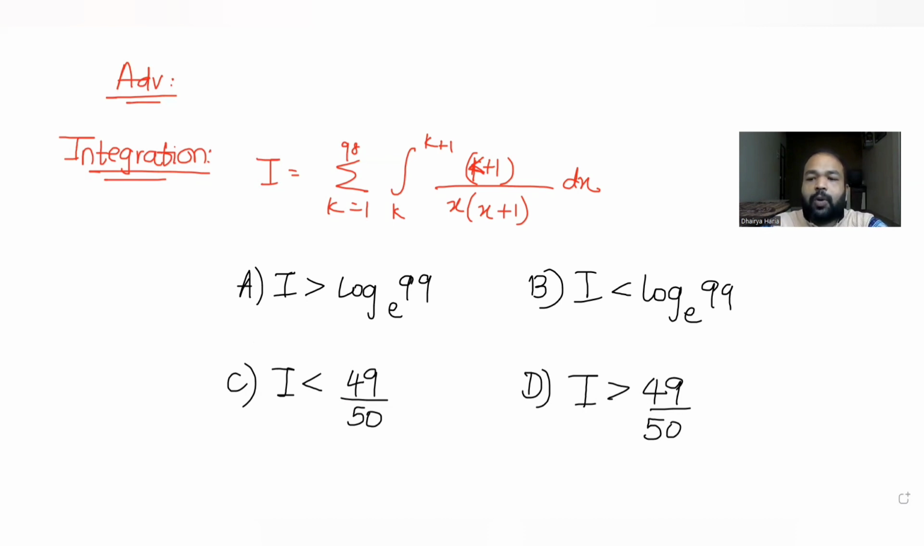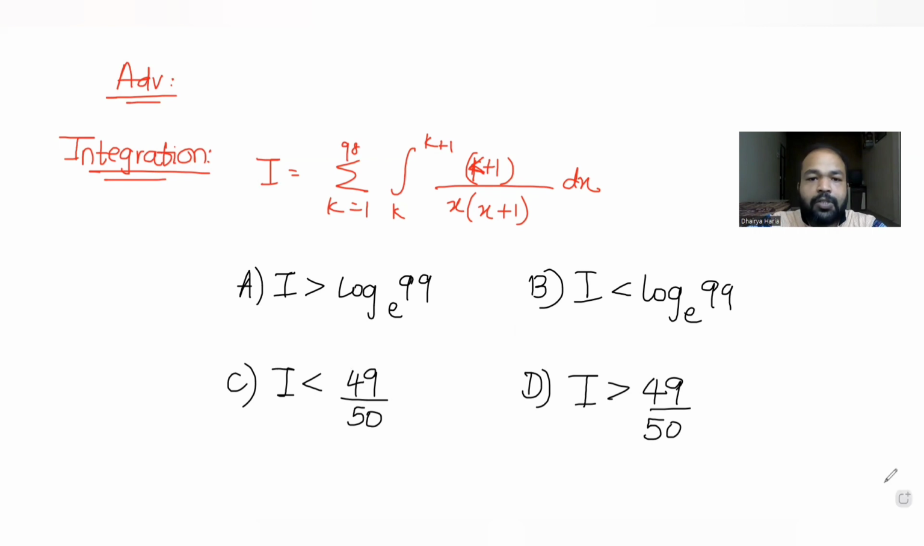Let's try to solve this question and find out which of the options are correct. This is a multiple correct answer question. Out of the first two options, one of them is correct, so we need to figure out whether I is less than or greater than log 99 to the base e. Out of the next two options, either I is less than 49 by 50 or greater than 49 by 50. So out of A and B one is correct, and out of the next two one is correct, so there are two correct answers. Let's solve it and find them.